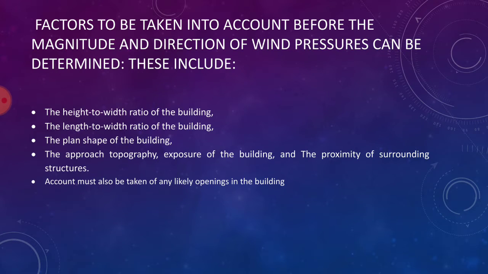Next, account must also be taken of any likely openings in the building. This is very important, and this is a reason for which during hurricanes or before hurricanes you may notice people putting cladding onto their window openings, and this is basically to protect your openings and the window itself. In case the window breaks, no materials will come barging into your opening. Also, this prevents suction effects from creating inside that opening, which can give the wind pressure more significant strength and later on create damage to your building.